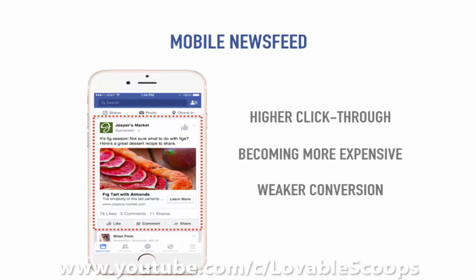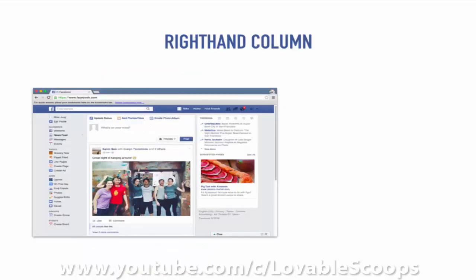But at the same time, mobile newsfeed tends to generate weaker conversion, and that's because a lot of mobile users, once they see a good product, don't immediately buy the product on their mobile devices. They would rather save it for later or open up their desktop later to buy the product. So the conversion on mobile newsfeed ads generally tends to be lower than all the other ad placement options we have on desktop. The next option we have is right-hand column.